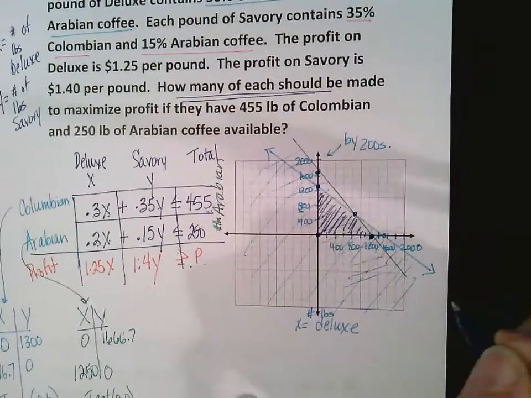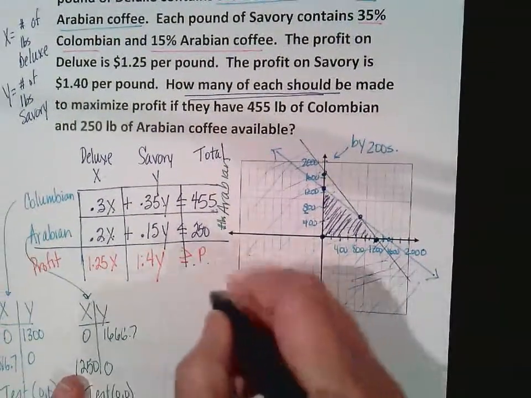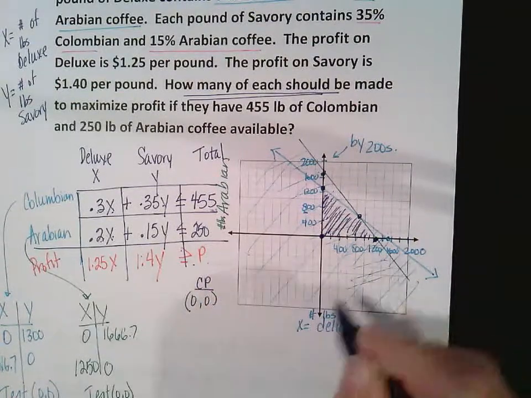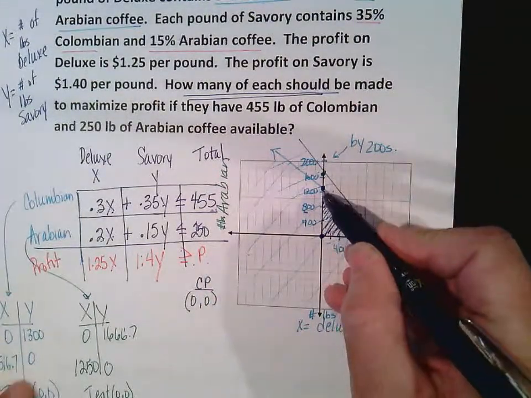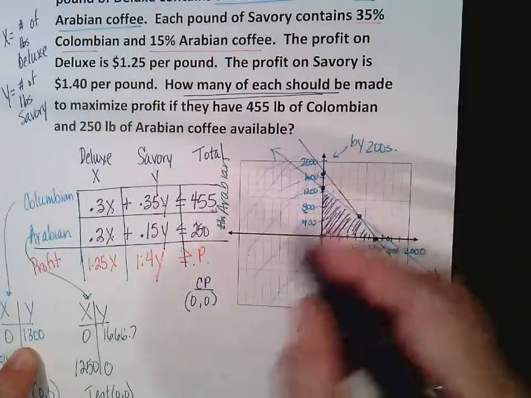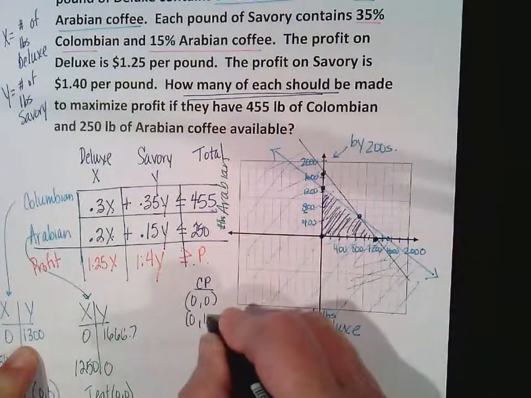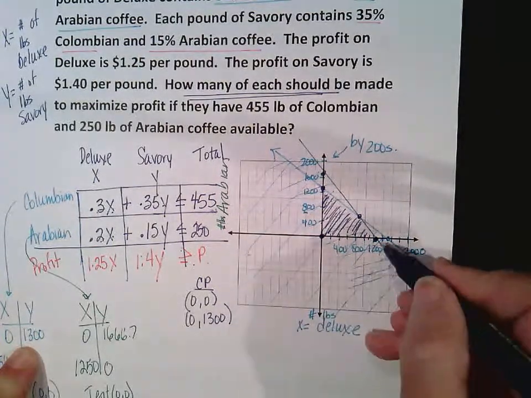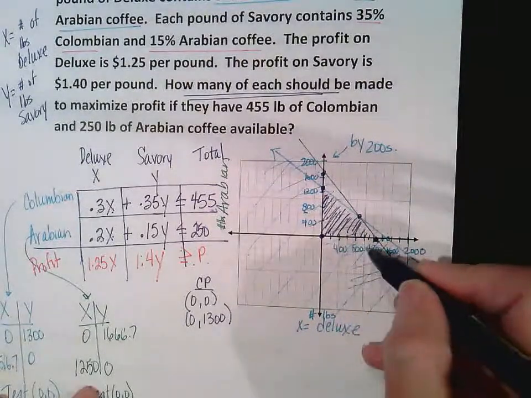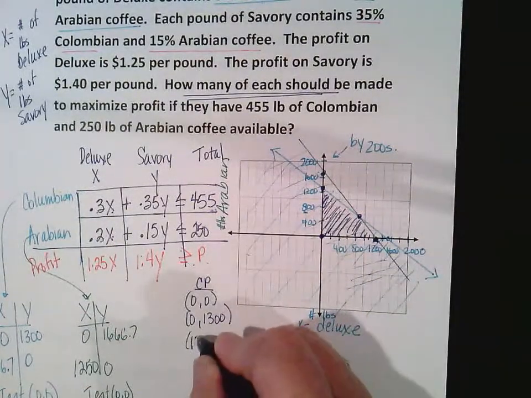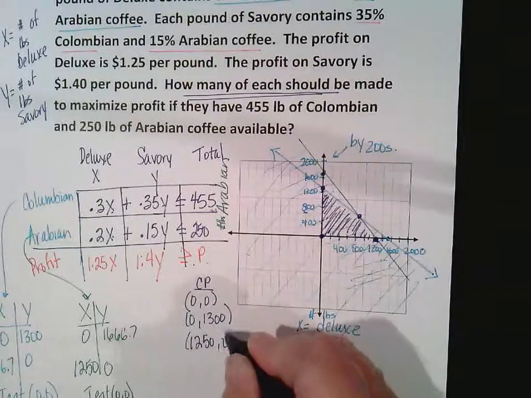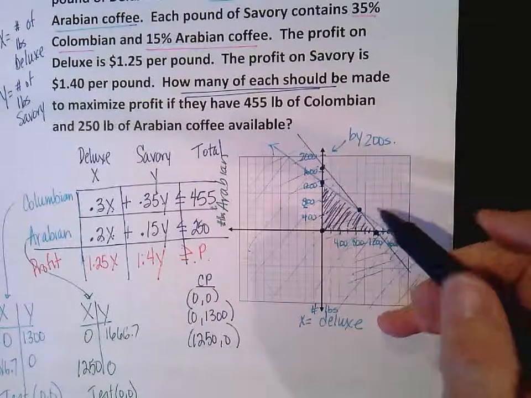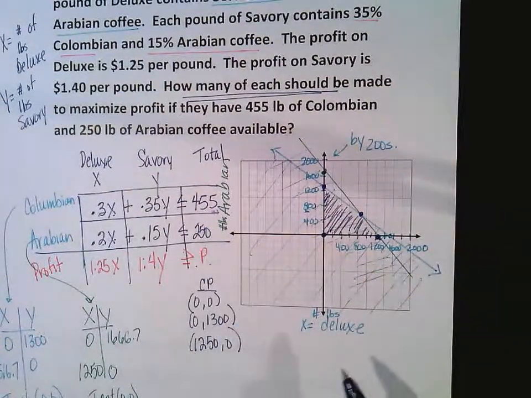Okay, so I know one corner point is 0, 0. I'm going to put my corner points here. Is 0, 0. I know one of my corner points, if I go up here, is 0, 1300. I know if I go to this one, this is over 1250, comma 0. And then I've got to figure out what this corner point is. So to find this corner point, I'm going to find what solves these two equations, as if they were equals.